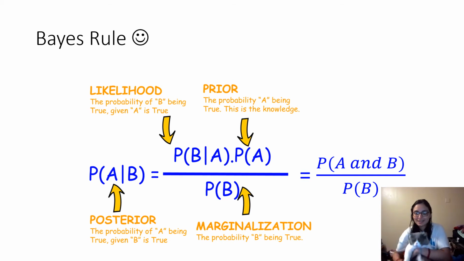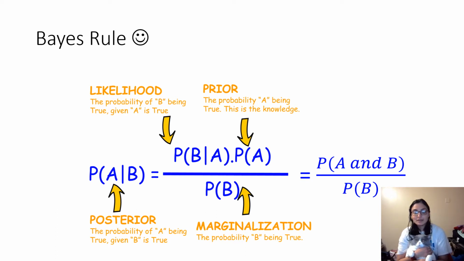So now we're going to talk about Bayes' rule. What is Bayes' rule exactly? Bayes' rule is trying to find the probability that we observe one random variable, like A, given that another random variable like B has occurred. So what's the probability of A given B?